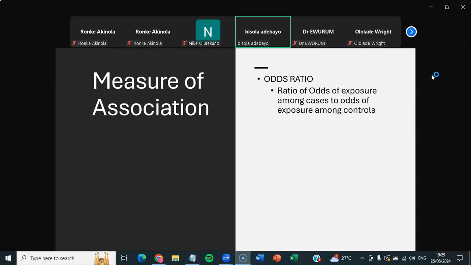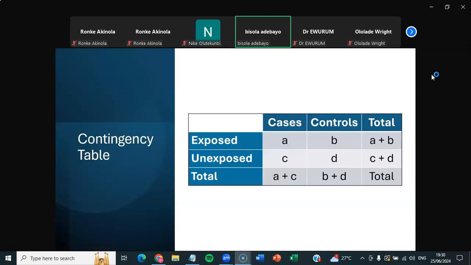We're looking at the ratio of odds of exposure among the cases to odds of exposure among the controls. So you have two groups: cases and controls. You're looking at the odds of the controls having the exposure, and you're also looking at the odds of the cases having the exposure. Now let's delve into odds.